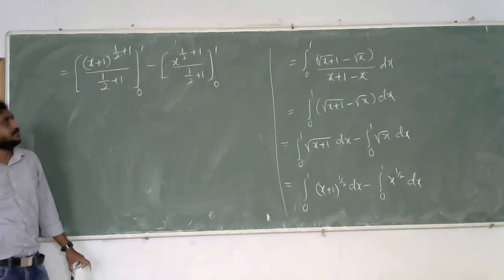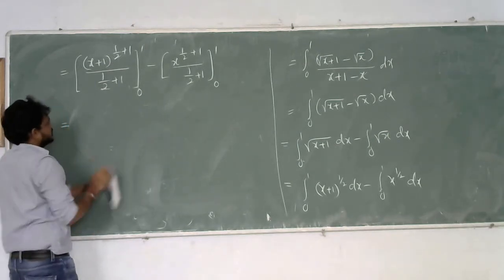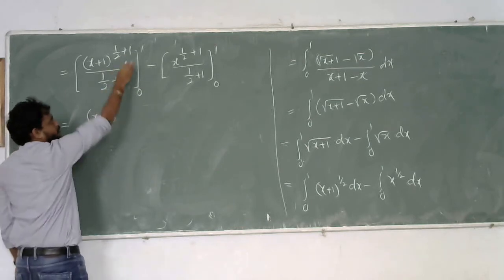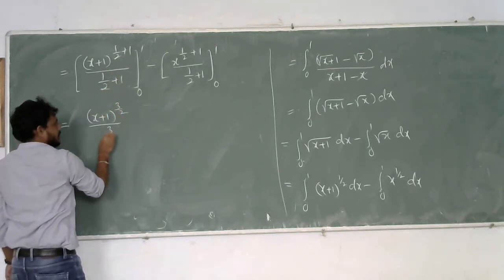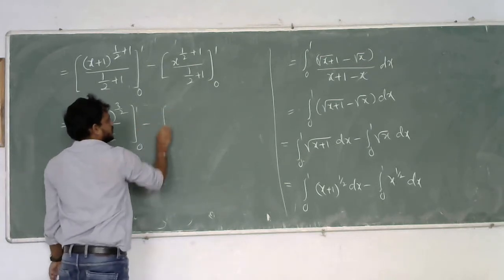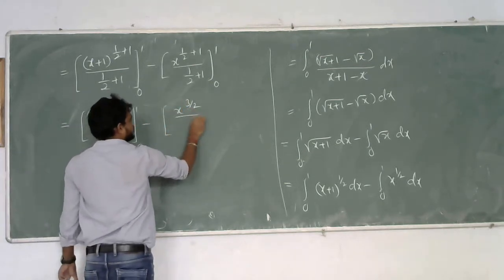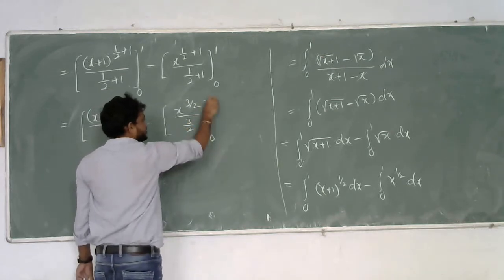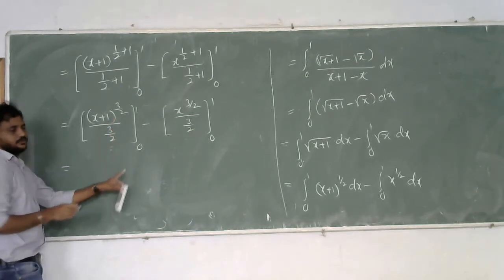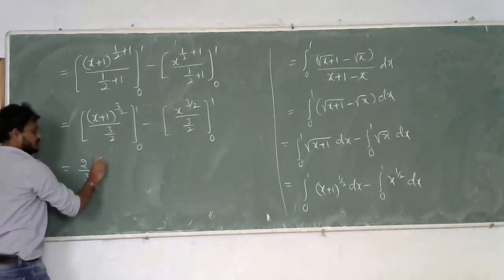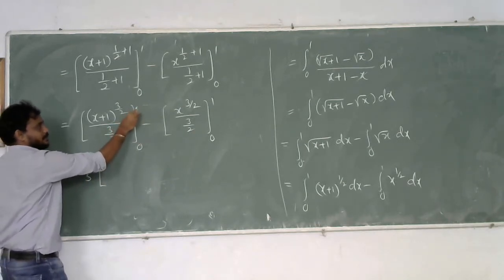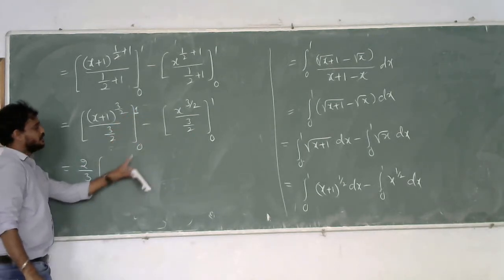Now apply the limits. First let us take this one: 1 by 2 plus 1 is 3 by 2, so x to the power of 3 by 2 by 3 by 2, limits 0 to 1. Here also the same, x to the power of 3 by 2 by 3 by 2, limits 0 to 1. Now 1 by 3 by 2 we can write as 2 by 3, so write that 2 by 3 outside. Then apply these limits. Upper limit is 1. Lower limit is 0.